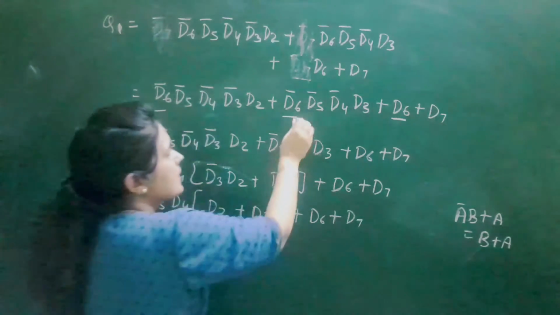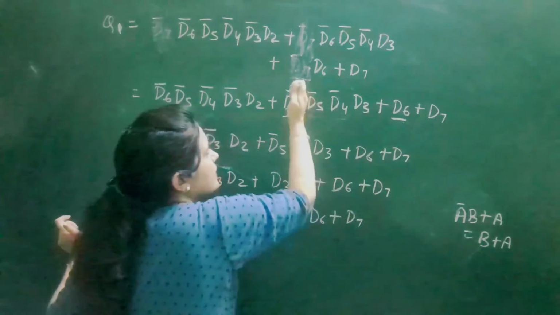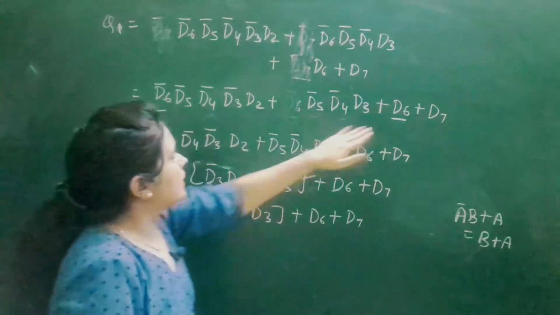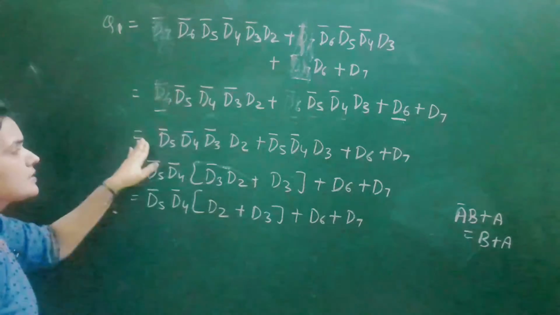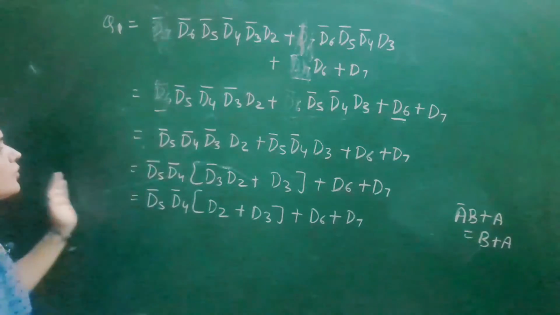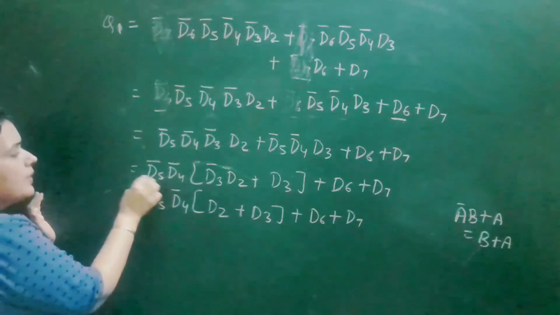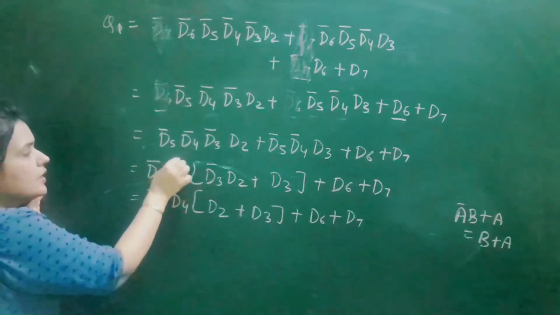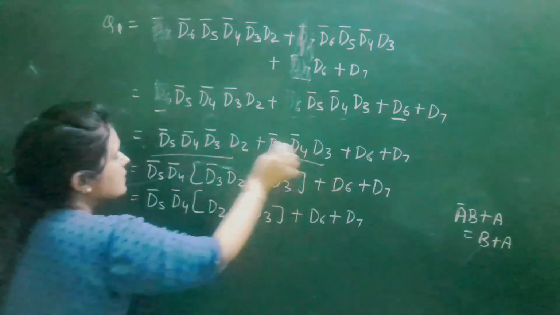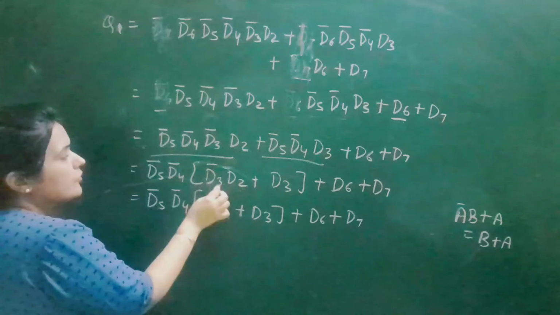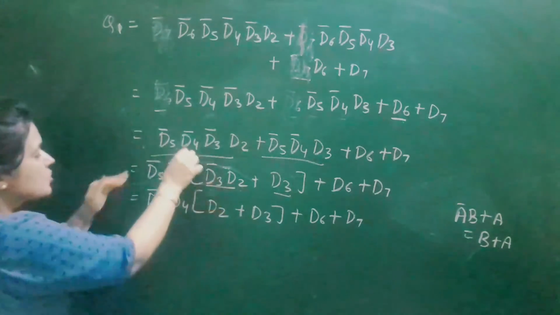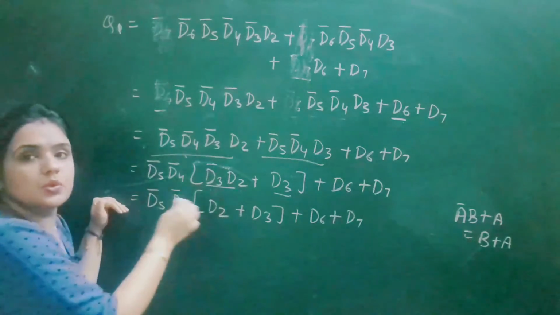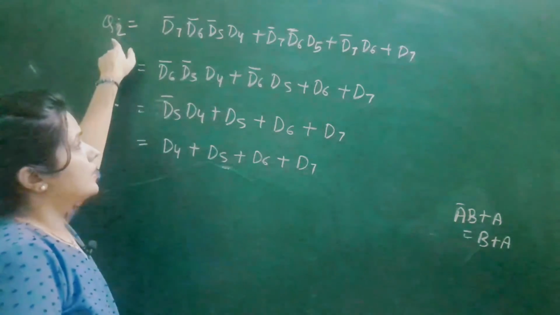Now if we take this term and this term together, D6 complement can be eliminated, so the next step will be like this. Now if we take complement of D5 and complement of D4 common from these two terms, the result will be like this. Now if we take these two terms together, complement of D3 can be eliminated, so the final expression will be like this. This is the expression for Q2, our final output.